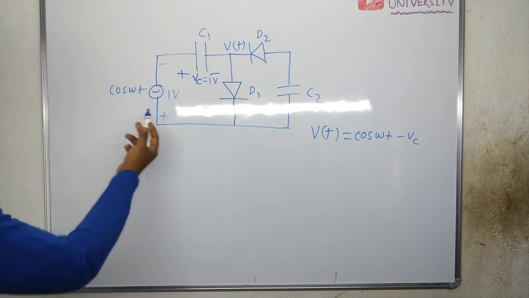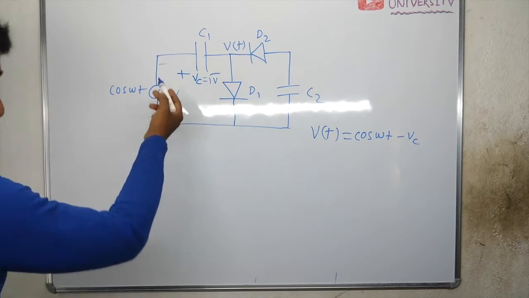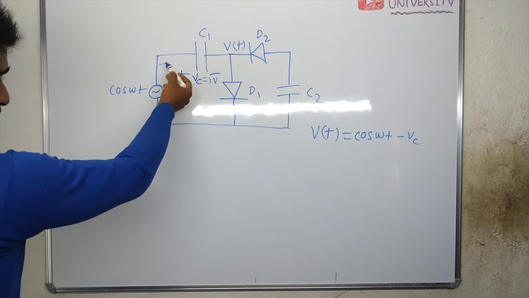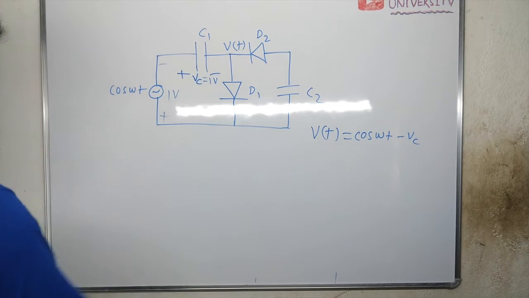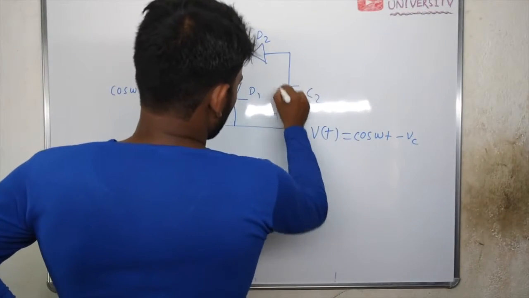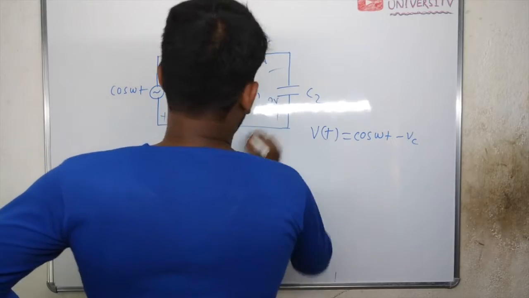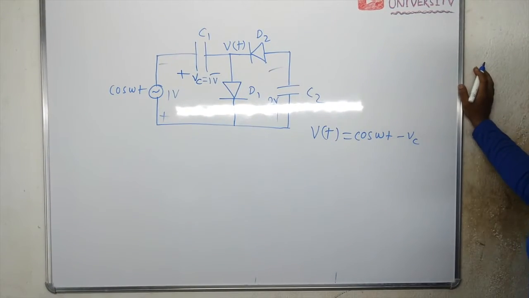When cos omega t is negative, the minimum value of input voltage will be minus 1 volt. I am giving this side minus and this side plus, so it is 1 volt. 1 plus 1, so 2 volt. So C2 will charge up to what value? Up to 2 volt. What is the net input voltage? 2 volt. So voltage across capacitor C1 will be 1 volt and voltage across capacitor C2 will be 2 volt.